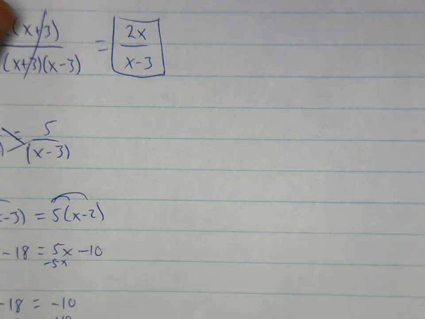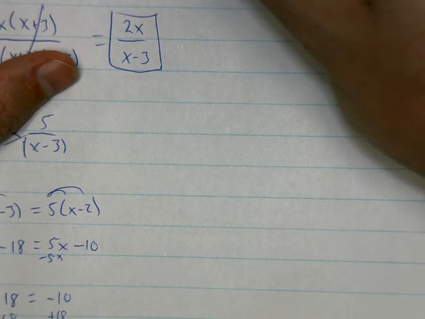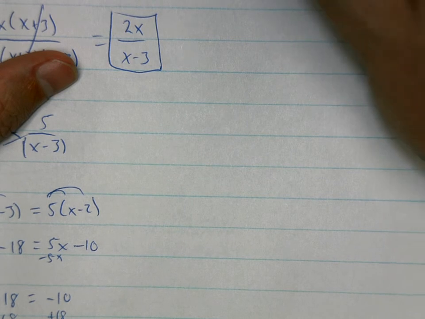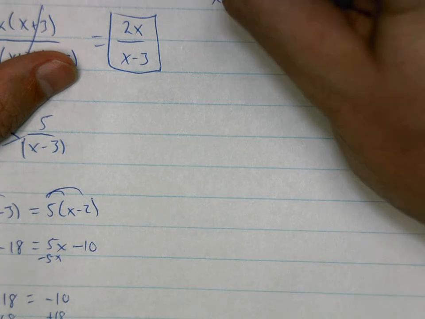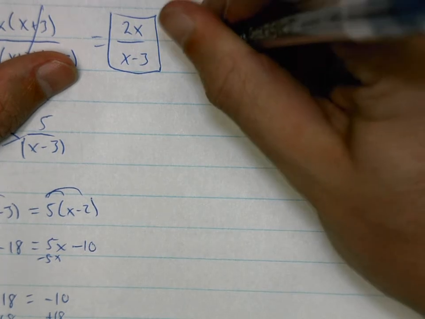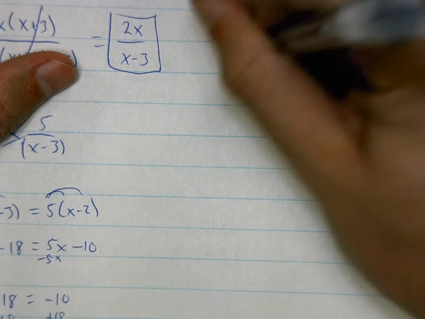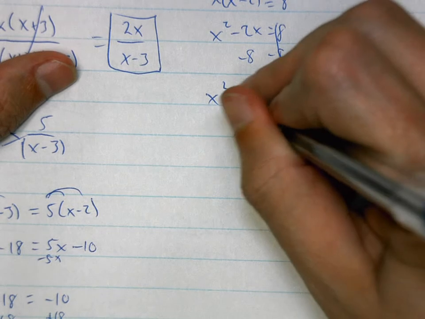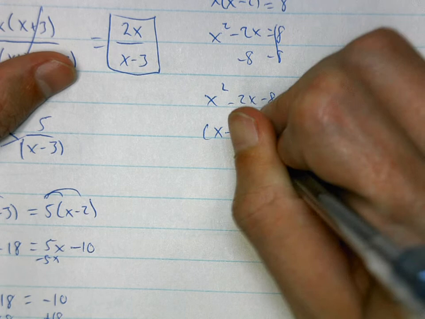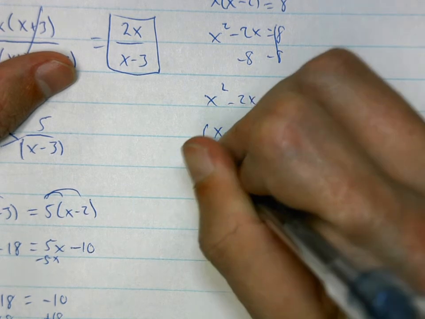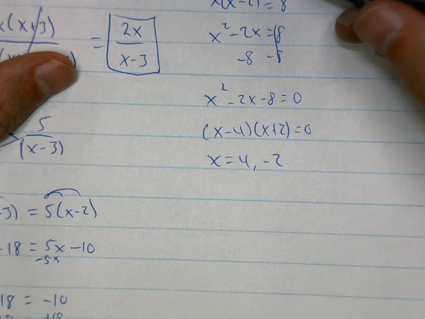30. 2 over x minus 2 equals x over 4. Cross multiply. So x times x minus 2 equals 8. Distribute. X squared minus 2x equals 8. Subtract 8 from both sides. X squared minus 2x minus 8 is equal to 0. Factor x minus 4, x plus 2 equals 0. We get x equals 4 or negative 2. Check to make sure there's no extraneous solutions. It's a negative 2 and not a positive 2.